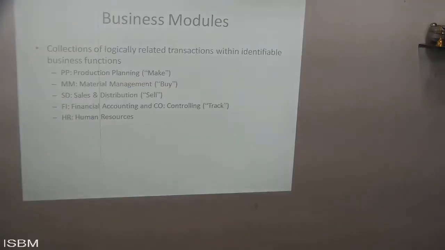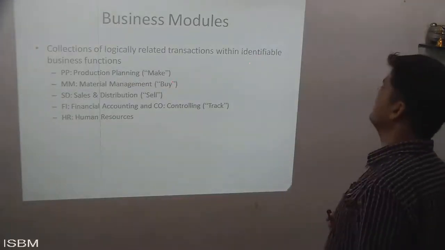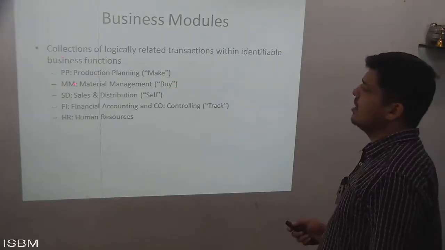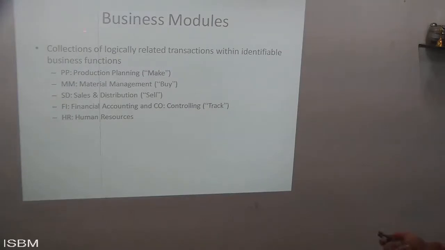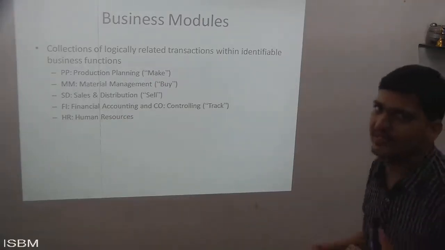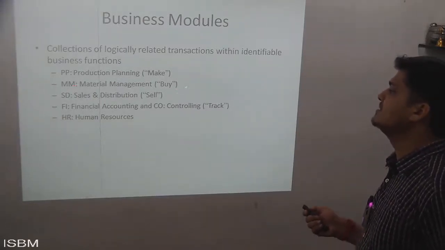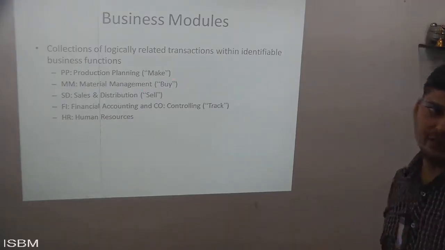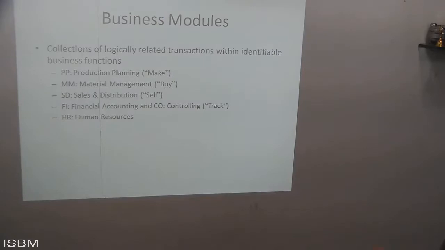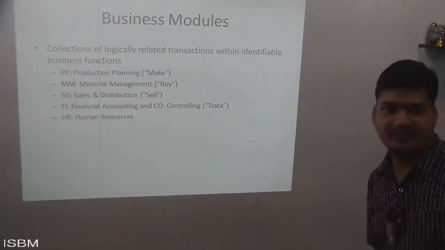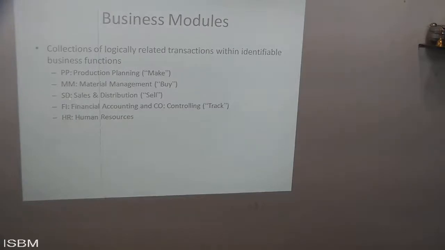So you can see logically related transactions within identifiable business functions, just like PP. PP stands for production planning, and what is the meaning of production planning? It's make. Are you going to make something? That is make. Then I have MM, materials management, which is for buy. You're making something to buy something. So buy. SD stands for sales and distribution. You need to sell those things. Sell.